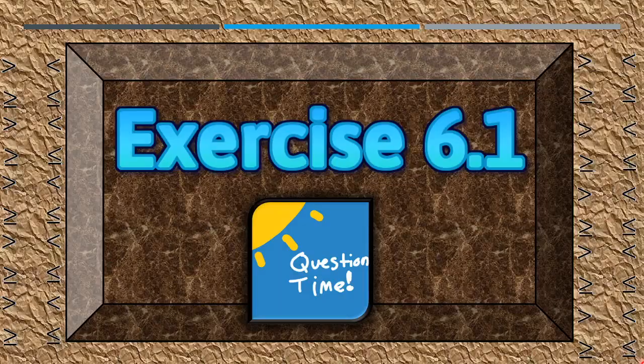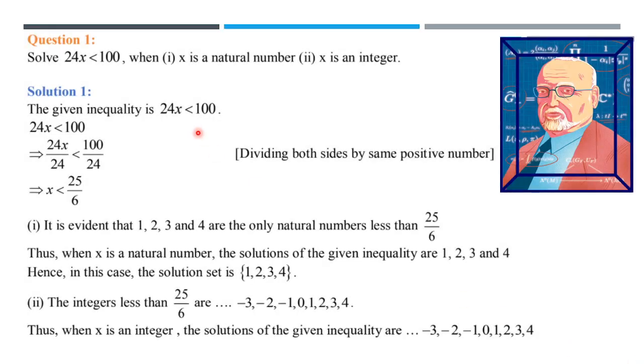Now it's question time. Let's understand a few questions of exercise 6.1. Solve 24x less than 100 when x is a natural number and x is an integer. Let's solve it first of all. Dividing by 24 on both sides, we get x is less than 25 by 6, which is 4 point something. So the natural numbers less than 4 point something are 1, 2, 3, 4. So this is the solution set. And when we talk about integers, we can say it's minus infinity to 4.